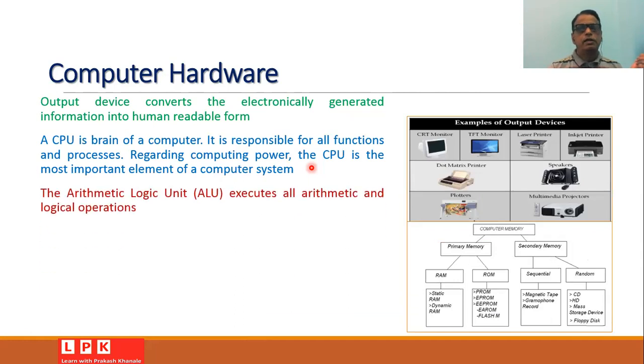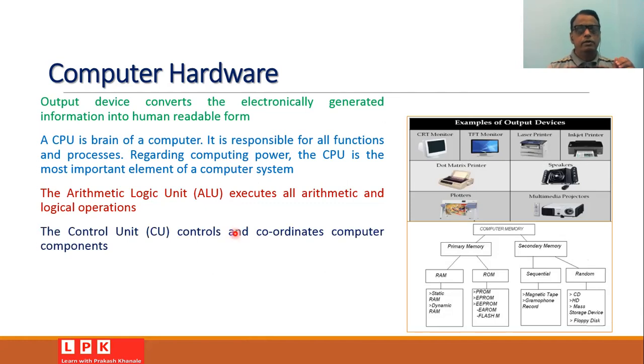The CPU consists of an arithmetic and logic unit, and this arithmetic and logic unit will execute all the arithmetic and logical instructions. Whatever instructions you feed to the computer system are broadly classified into two categories. One is called arithmetic instruction, and the other is called logical instruction. All such instructions can be processed by a section of the CPU, and this section of the CPU is called the arithmetic and logic unit, or ALU.